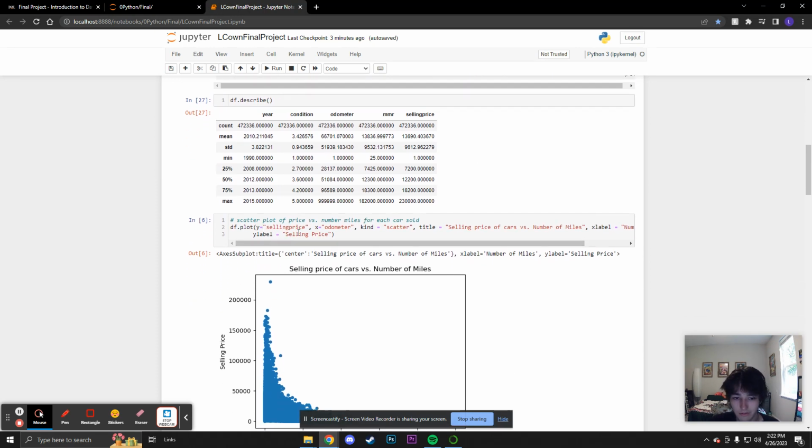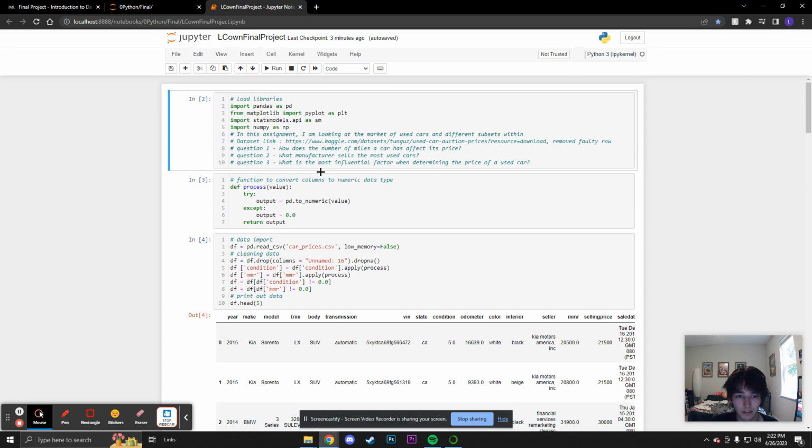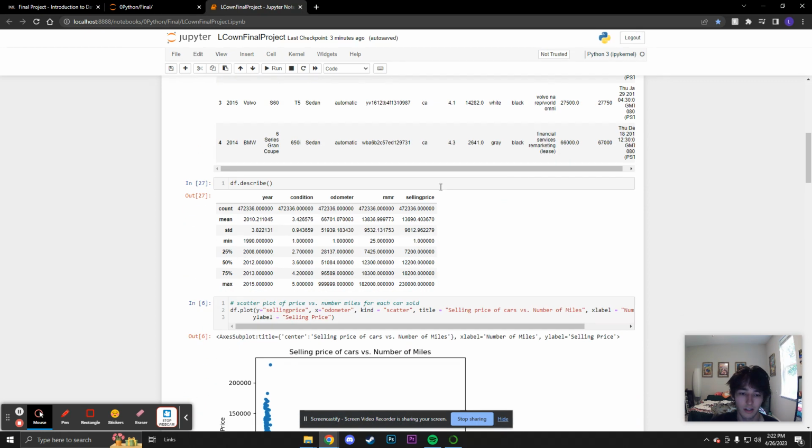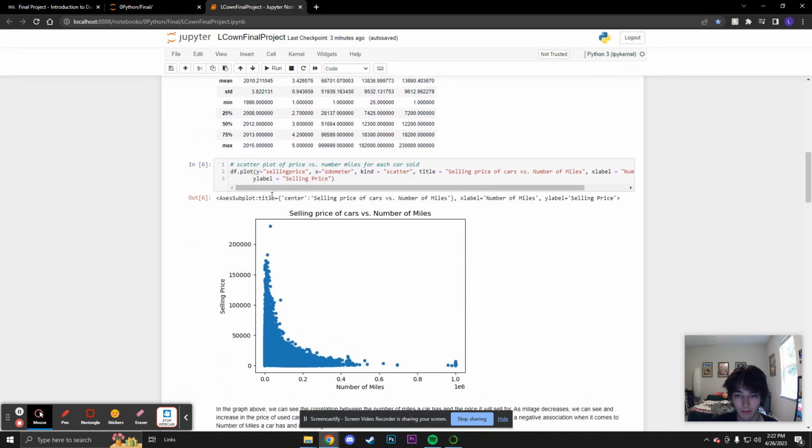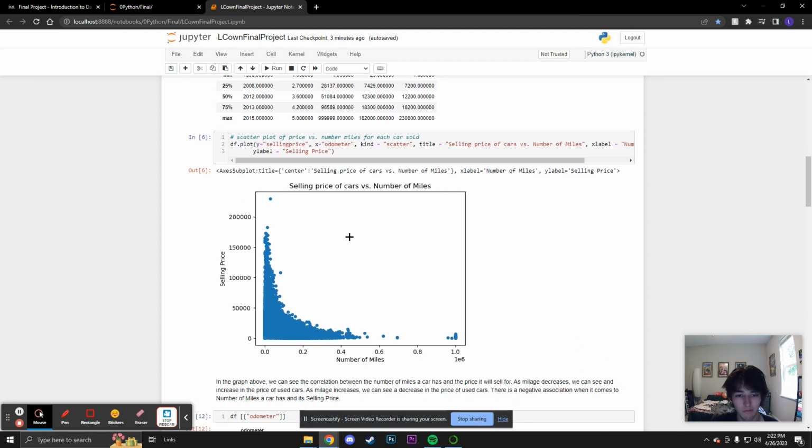Here's a scatter plot for my first question. My first question was, how does the number of miles a car has affect its price? I used the plot just out of simplicity and because it's what I prefer. So it worked out really well.